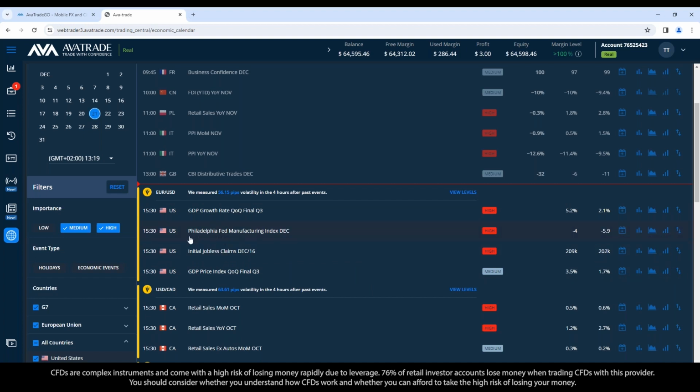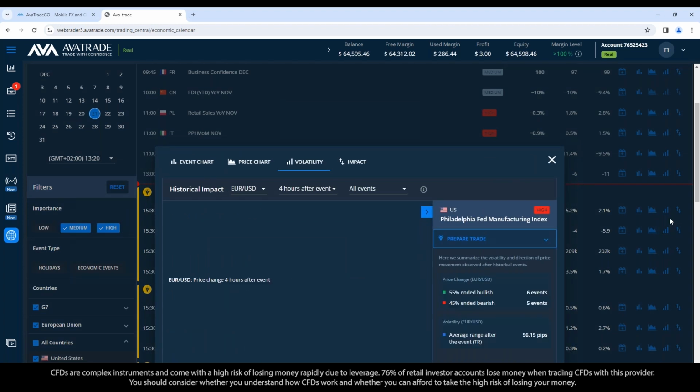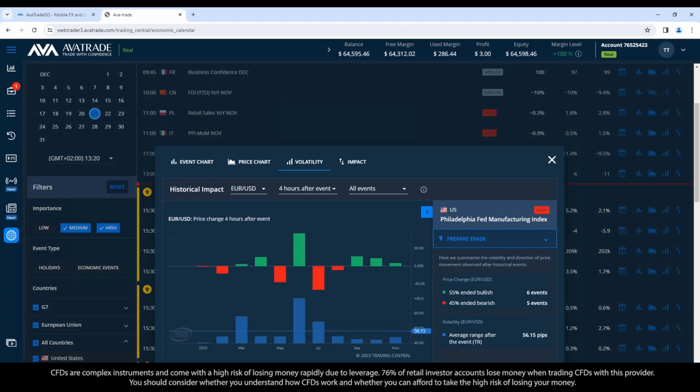So let's maybe look at the Philadelphia Manufacturing Index, which tends to lend some predictability in terms of what direction US dollar currency pairings would move based on how the numbers come in. So we'll go over and use this set of tools over here to analyze the past time that this announcement came in. How did the market move based on how the numbers came in? Okay, and so let's click on the volatility tool. And we say Euro USD pairing.